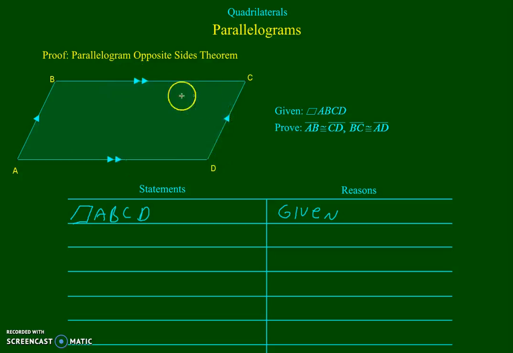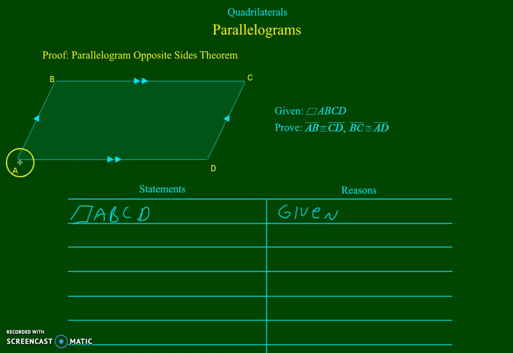We don't have much information to go on, so I'm going to have to add some. The first thing I want to add is a segment between A and C to create two triangles. Because I have two parallel lines, if I add a diagonal, I can create a transversal. That will create congruent alternate interior angles, and I can use side congruence properties to show that these two triangles are congruent, and then show that these two opposite sides are congruent. So that's a general plan for our proof. Let's get started.